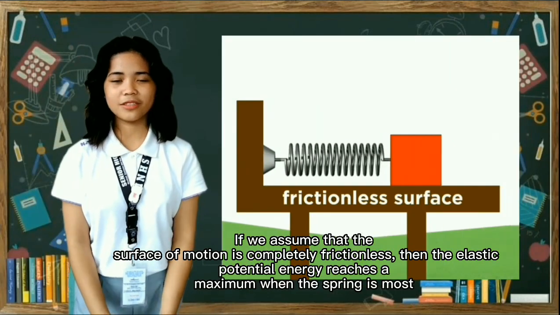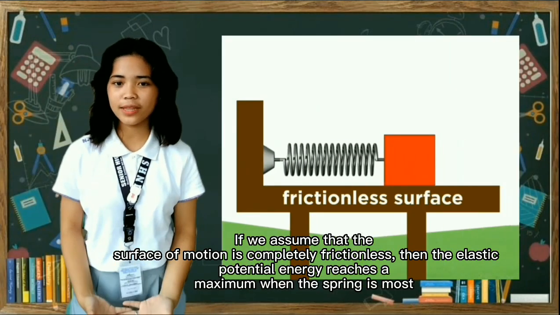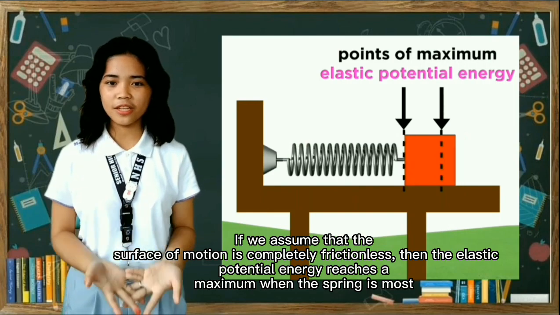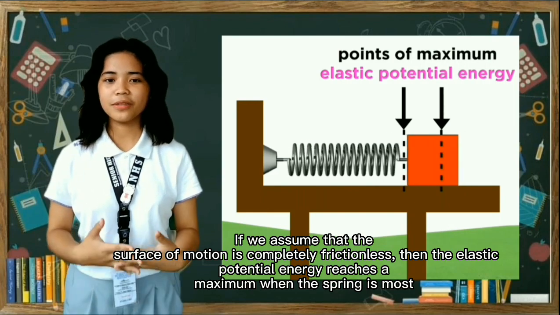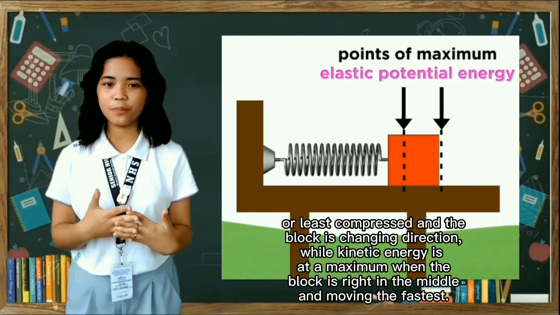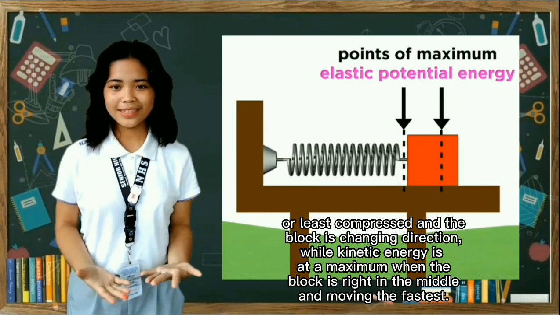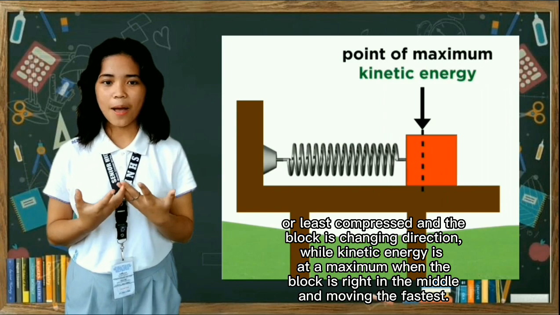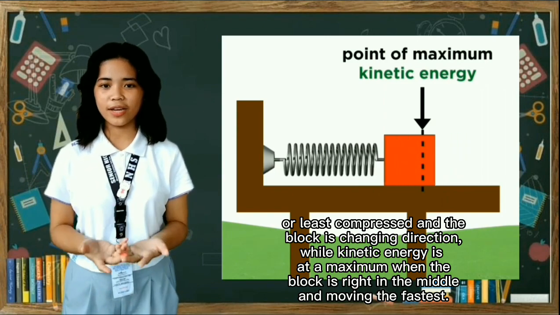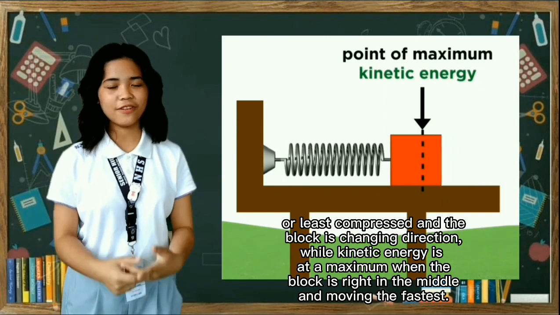If we assume that the surface of motion is completely frictionless, then the elastic potential energy reaches a maximum when the spring is most or least compressed and the block is changing direction, while kinetic energy is at a maximum when the block is right in the middle and moving the fastest.